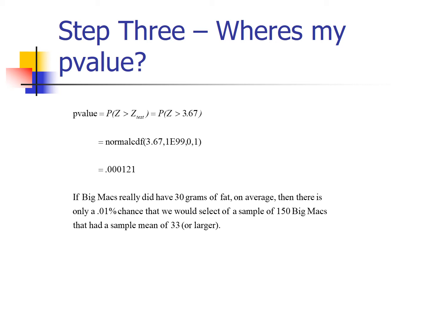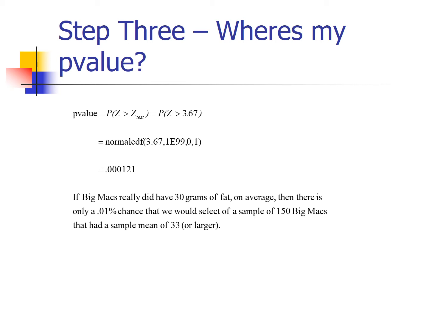It tells me that if the null hypothesis was true, if Big Macs really did have 30 grams of fat on average, then there is only a 0.01% chance that we would select a sample of 150 Big Macs that had a sample mean of 33 or larger. Right? We're saying that if McDonald's Big Macs really had 30 grams of fat on average, it is technically possible that I could take an exceptionally flukish sample that has 33 grams of fat, that I just maybe, just by horrible luck, could pick like the 150 fattiest Big Macs in the country.